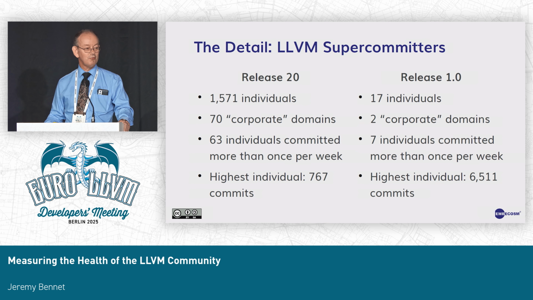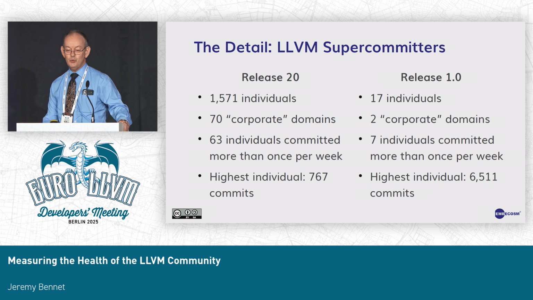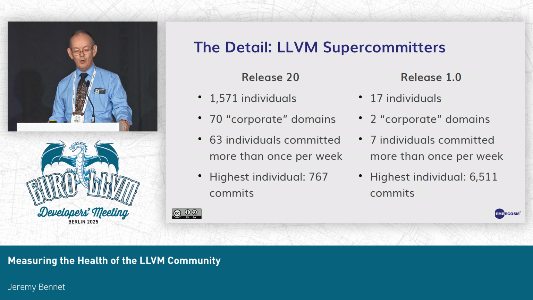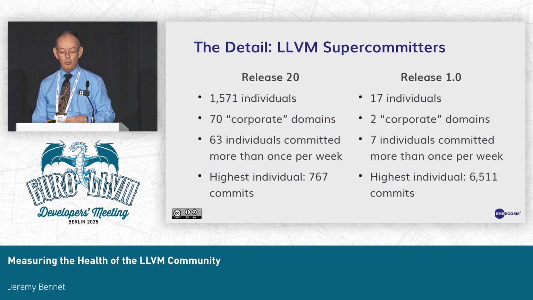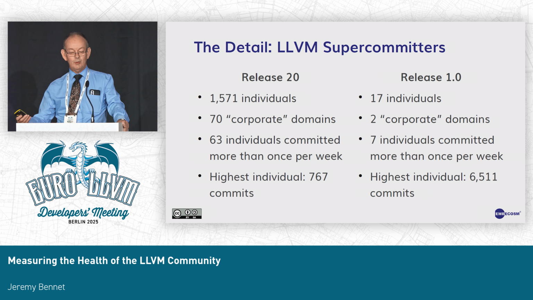A bit of fun, I went back to release 1.0. 17 individuals, 2 corporate domains. Actually, those were the University of Illinois Champaign and the Computer Science Department of the University of Illinois Champaign. 7 individuals contributing more than once per week, and I leave you to guess who that individual was who contributed 6,500 commits.